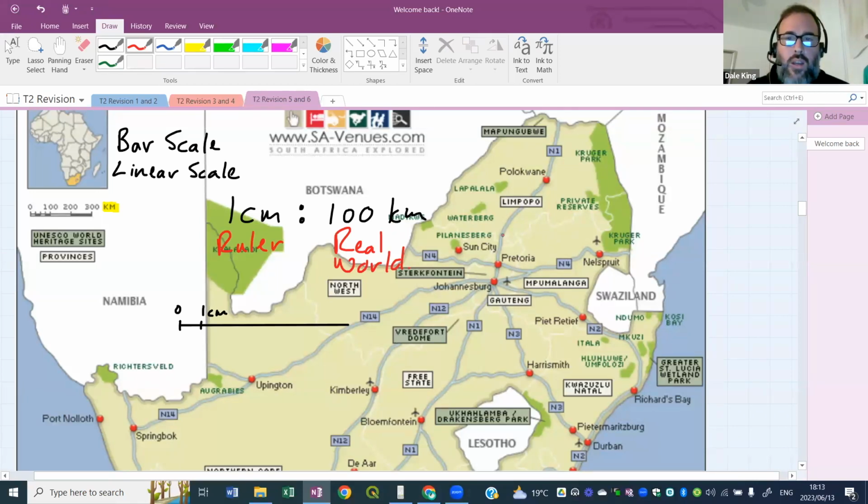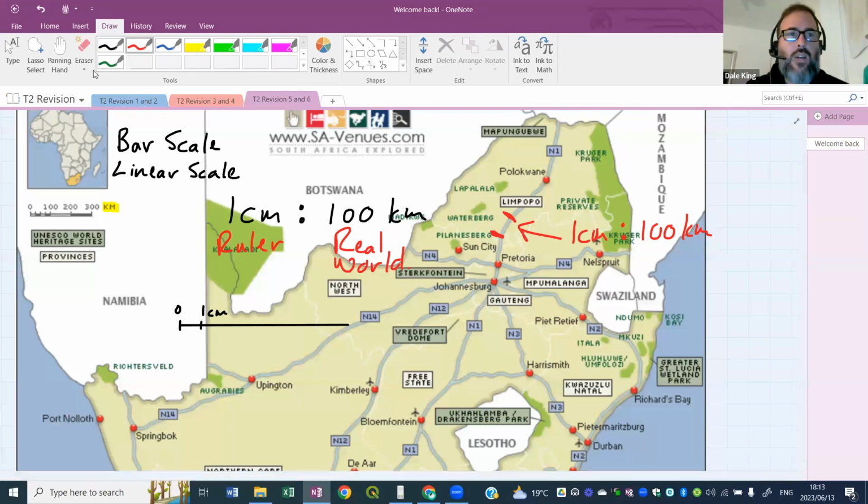So we can measure, for example, I want to measure this little piece to this little piece here, on the N1 going towards Limpopo. If I measure that piece and it works out to be exactly 1 centimeter, then that 1 centimeter on my ruler will represent 100 kilometers in the real world. So they ask me how far is it between those two red marks on the N1 going to Polokwane. Between those two marks, I measured 1 centimeter, so it must represent 100 kilometers in the real world.